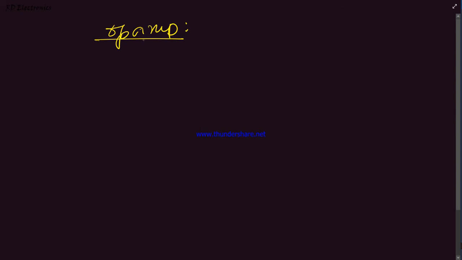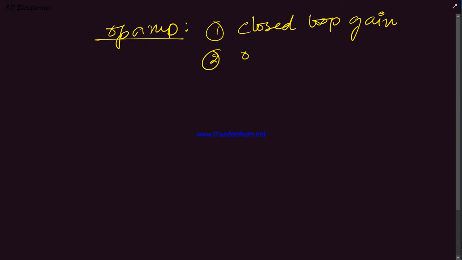Okay, so these electronic devices basically have two types of applications. Number one, the operational amplifier used in a closed loop gain. When an OpAmp is used in a closed loop gain, the gain is finite and the value of the gain is controlled by the circuit parameters. And number two is open loop gain.